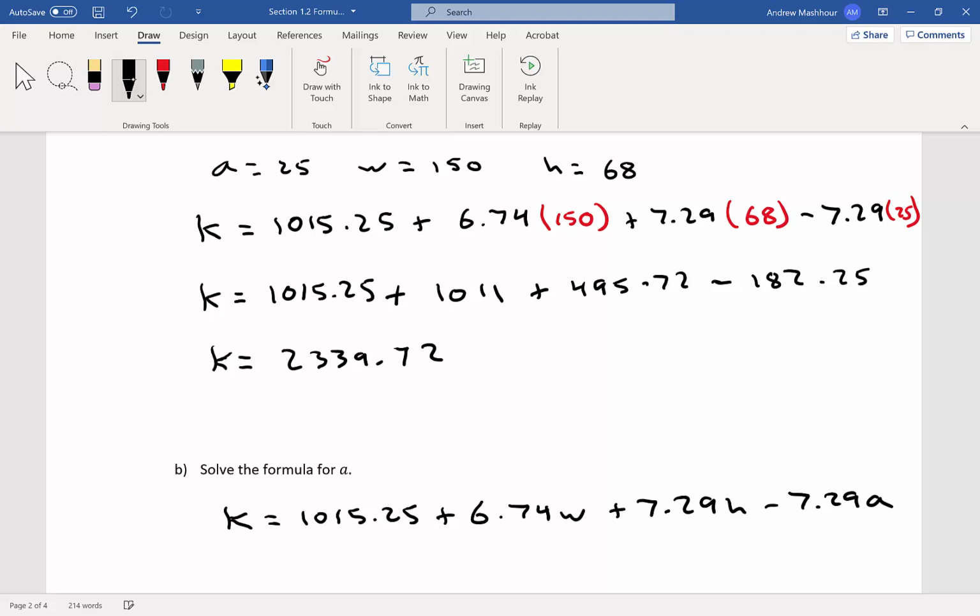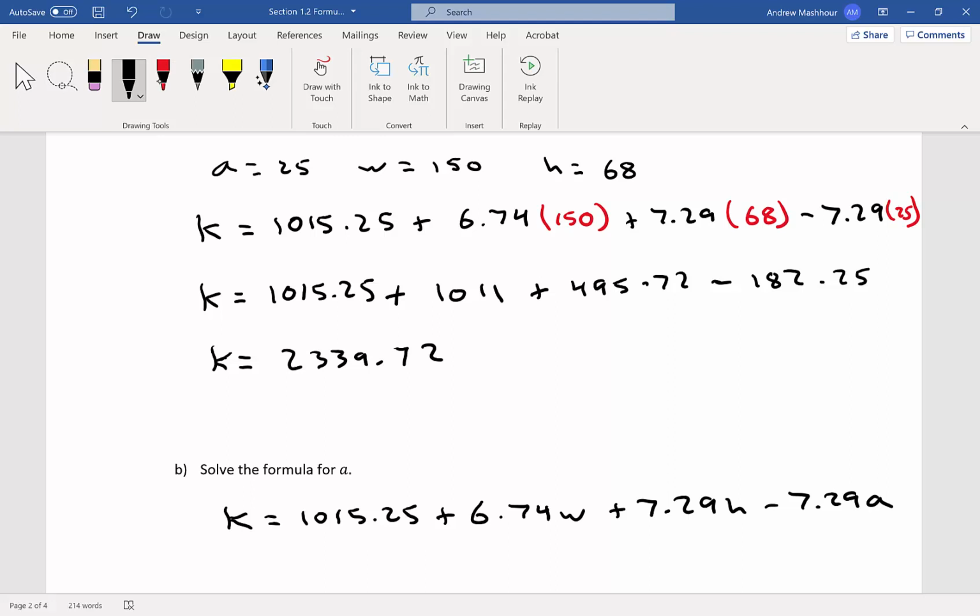So we're asked to solve this formula for A, meaning we want to get this A completely by itself. Okay, so we want to have the formula as A equal to something. Now that something is not going to be just a numerical value. Our A that we solve for is going to be in terms of all these other variables that we have.